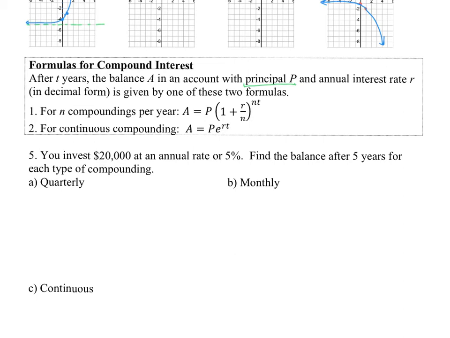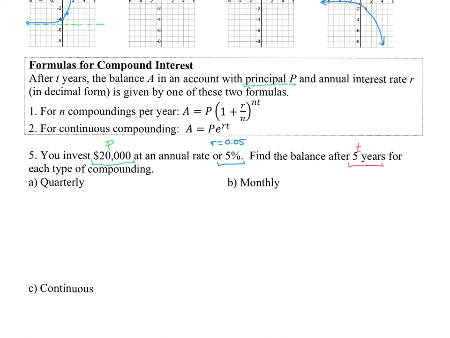The first one: you invest $20,000. That's the amount you're putting in, that's your principal. Your annual rate is 5%, so that's my rate. As a decimal, 5% would be 0.05. Find the balance after 5 years. Five years is going to be my time.